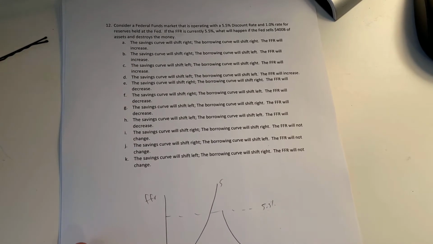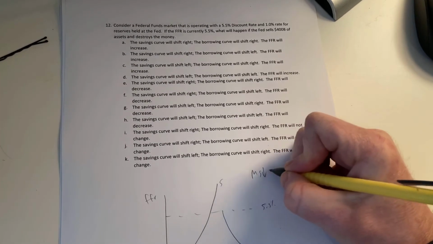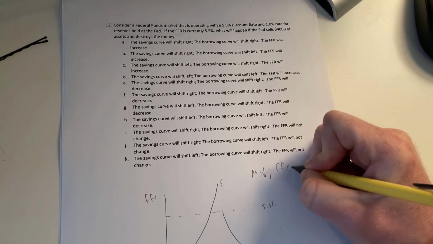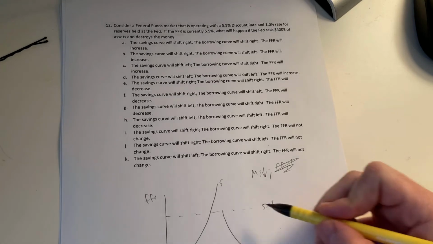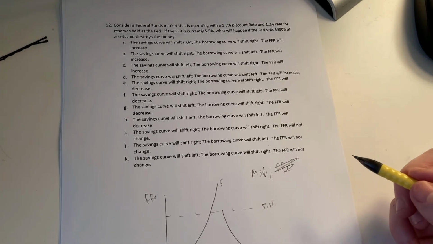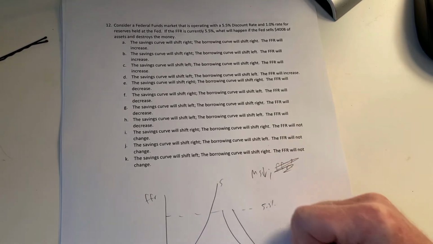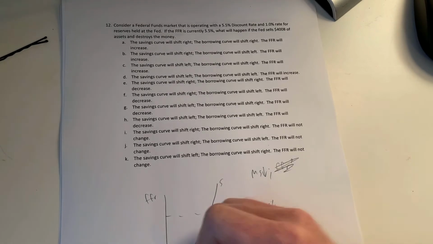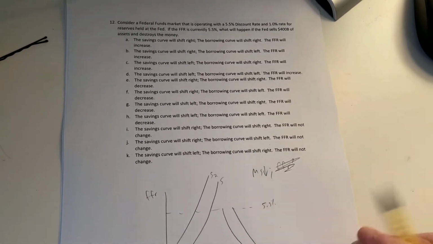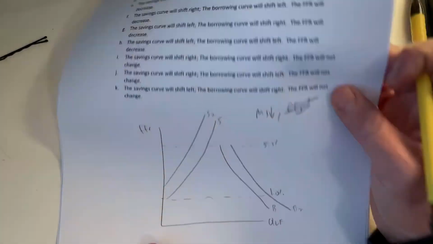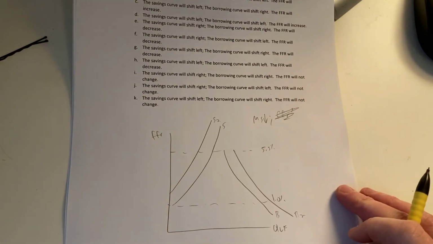So what would happen if the Fed sells $100 billion of assets and destroys money? So the money supply goes down. Well, normally that would push the federal funds rate up, okay? But it can't in this situation because we're at the ceiling. So with less money out there, the borrowing curve would shift right and the savings curve would shift left, right? There's a greater need to borrow, a lesser need to save money. Sorry, make that where you can see it.